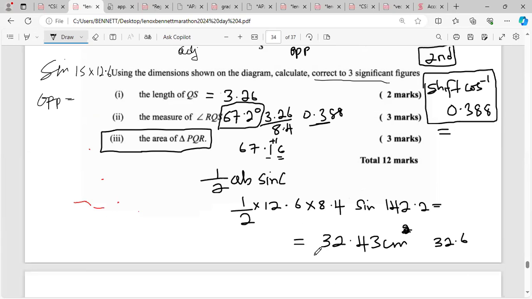So, when it all comes down, it will be what? Sir, aren't you supposed to put it to 3 significant figures? Yeah, but everybody will give me a different answer. I think the majority are saying 32.6, right? Because this should have been 5.